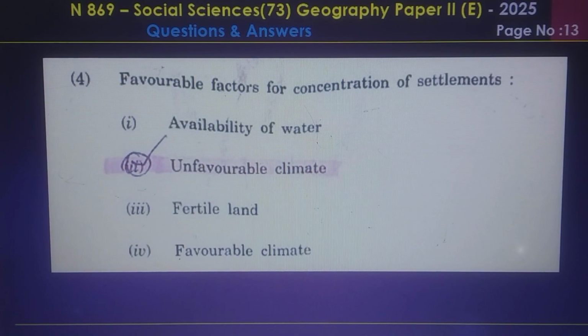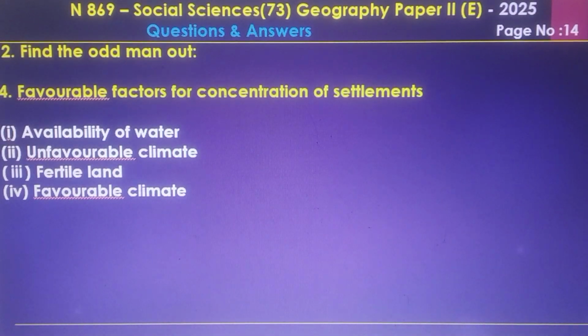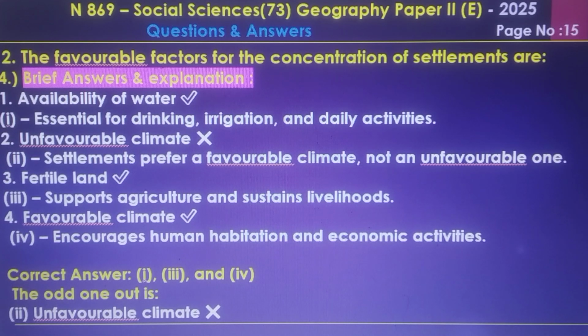And question number 4: the favorable factor for concentration of settlement: availability of water. And the answer to this question is unfavorable climate. Here is the question. The brief answer and the explanation: availability of water, first one, is essential for drinking, irrigation and daily activities. And unfavorable climate, that is wrong. Settlements prefer a favorable climate, not an unfavorable one.